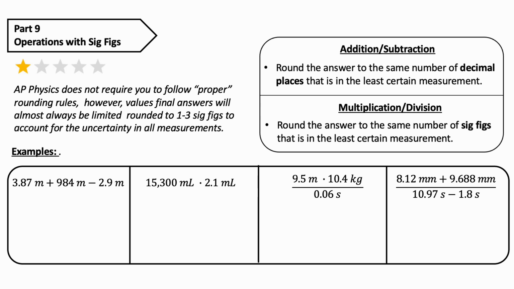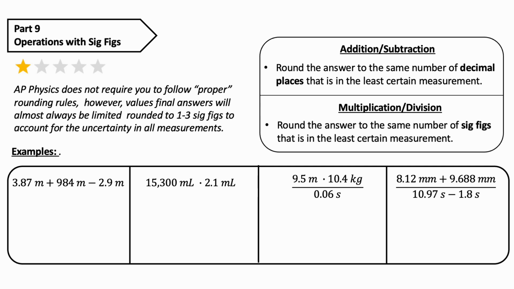Now in part 9, we are doing some operations with sig figs. And again, this is another 1-star problem because AP Physics does not force you to follow these rules. But again, just to understand that these are units and they do have certain rules, I think it's helped you appreciate the science that we are doing here. So let's learn what these rules are.